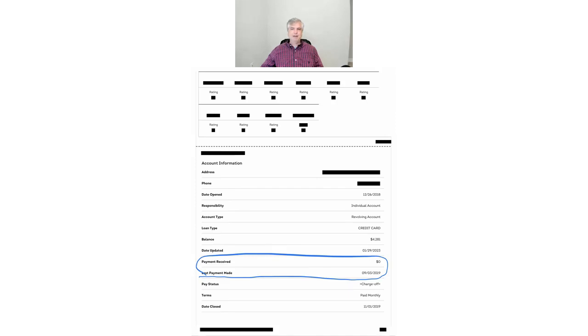We'll look at a final one, which will be TransUnion. Look at this last payment made. It gives a date. Let's just assume that's true. Well, how much did we pay? Zero. You can't pay zero. Zero ain't a payment. So either we did not make a payment on that date, and therefore it's wrong, or we did make a payment on that date, and it has to be more than zero. So either way, something is wrong with this.